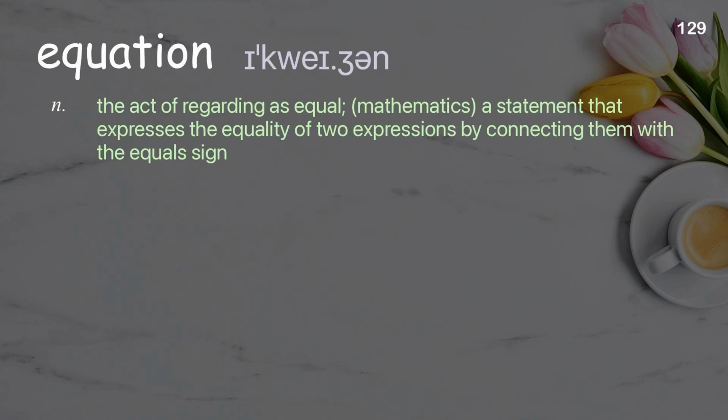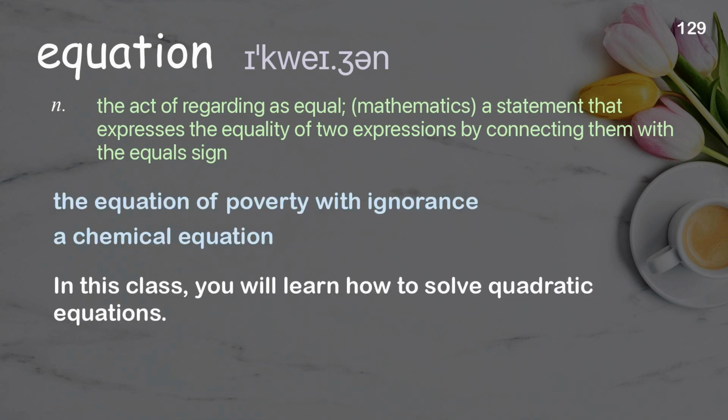Equation. The act of regarding as equal. Mathematics, a statement that expresses the equality of two expressions by connecting them with the equal sign. Examples: The equation of poverty with ignorance. A chemical equation. In this class, you will learn how to solve quadratic equations.